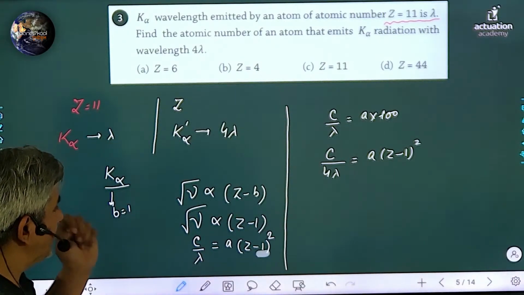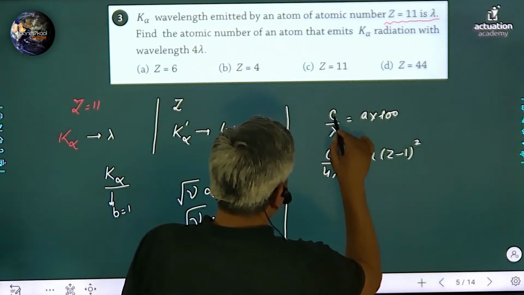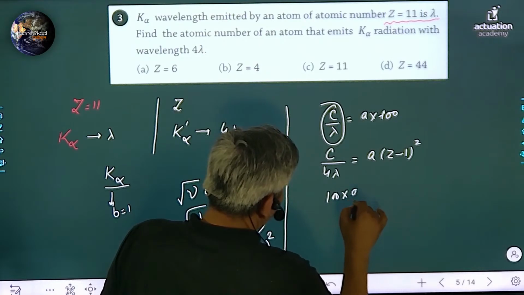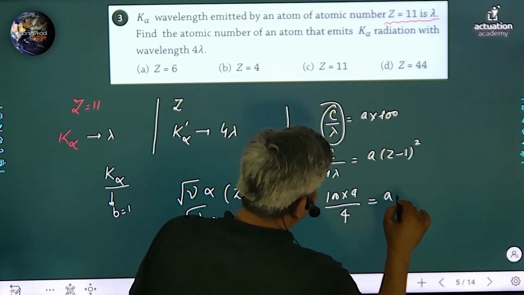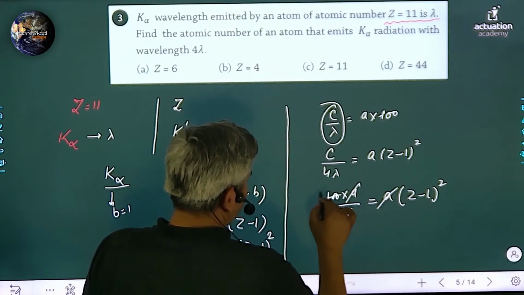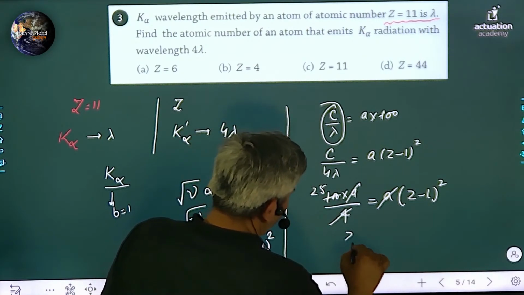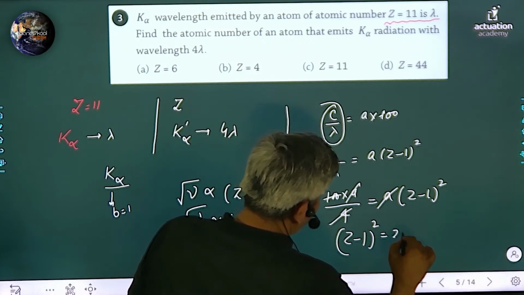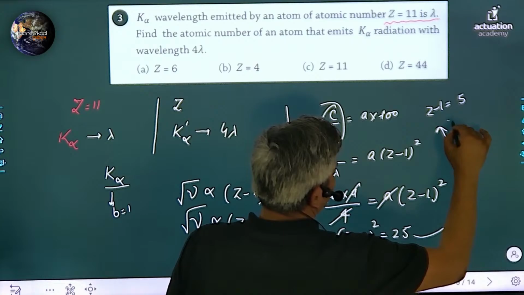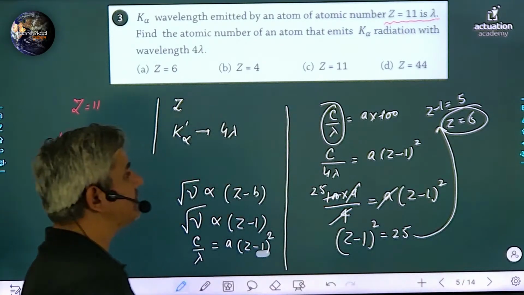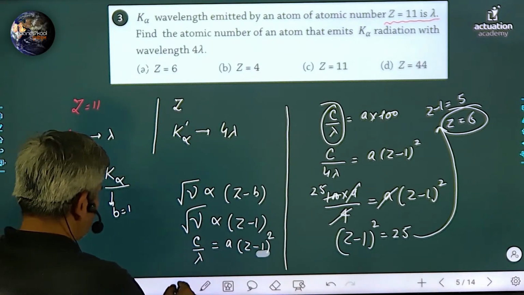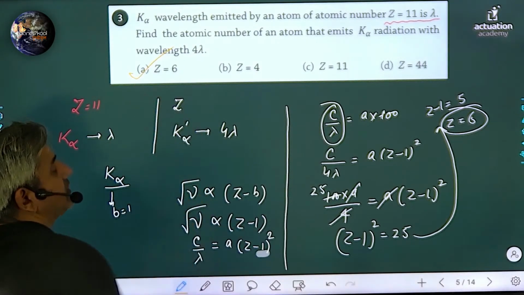Now we need to find out the value of Z, so simply putting the value of C by lambda here, that is 100 times A divided by 4 is equal to A Z minus 1 square. A and A will cancel out, this will become 25, and Z minus 1 whole square will become 25. This will give us Z minus 1 is equal to 5 and Z is equal to 6. So the right option is A.